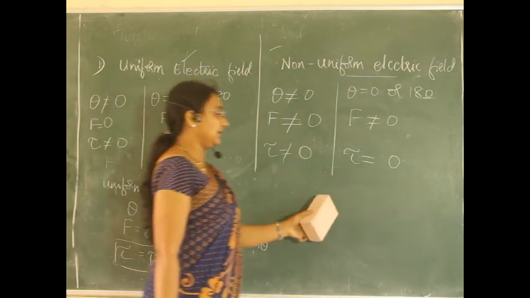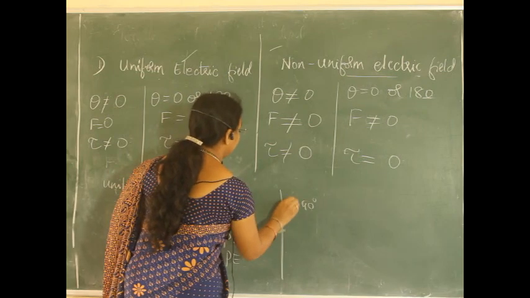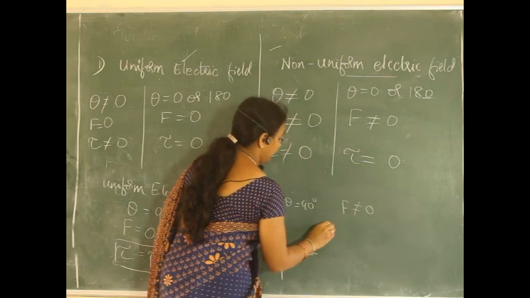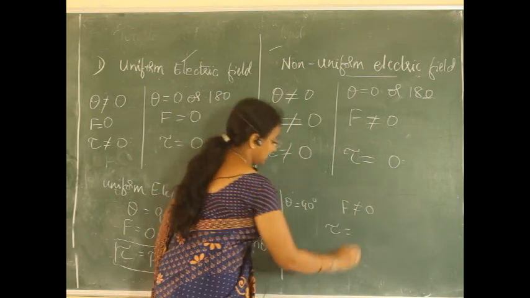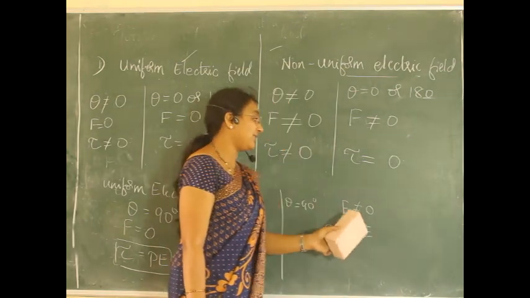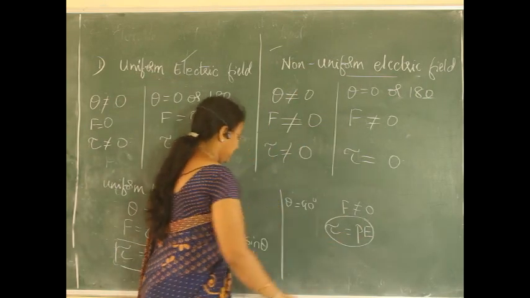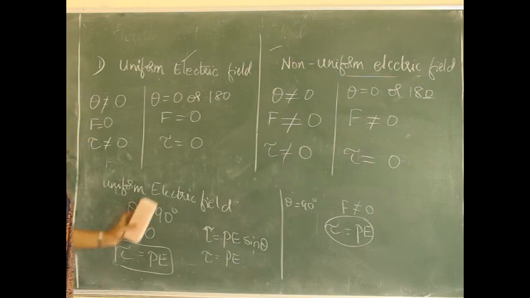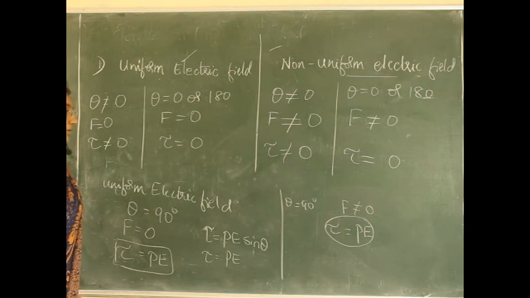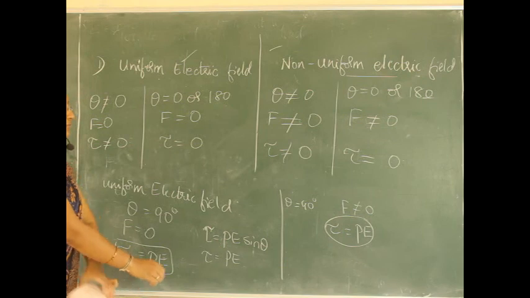Here if you consider the non-uniform case with theta equal to 90 degrees, since it is non-uniform, F is not equal to 0, and tau is also PE, but it depends upon the value of E. E is a variable, it is not uniform, so this will vary every time. Here it is constant, so therefore tau is equal to PE, the maximum torque acting on that body.